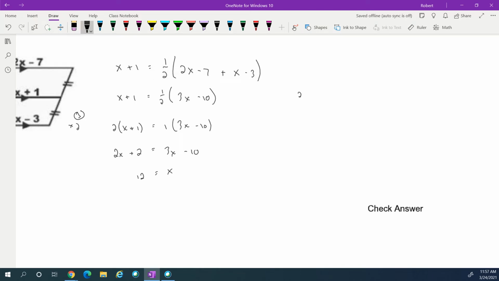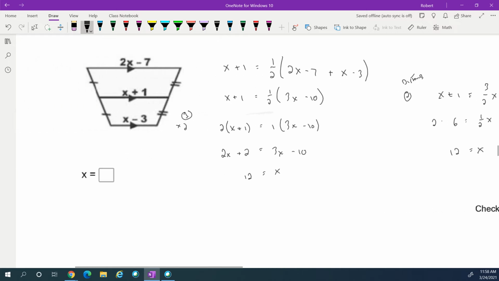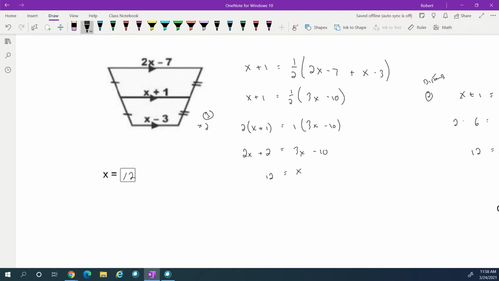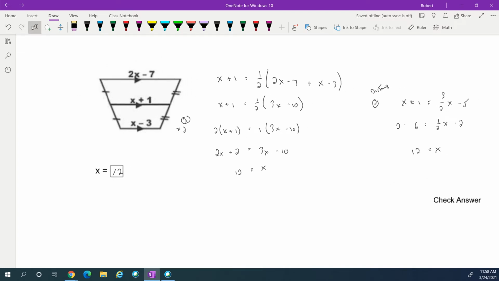A second option is to distribute. x plus 1 equals 3/2 x minus 5. We still need to get our x's and our constants to different sides. And now we're going to multiply by 2. And we get the exact same answer, x equals 12. So one formula for geometry, median equals 1/2 the sum of the bases, but two approaches algebraically.